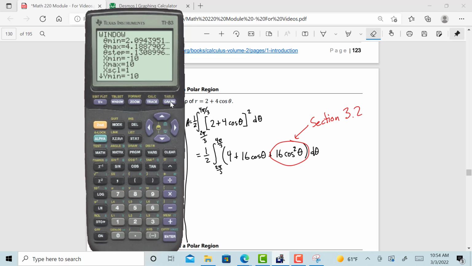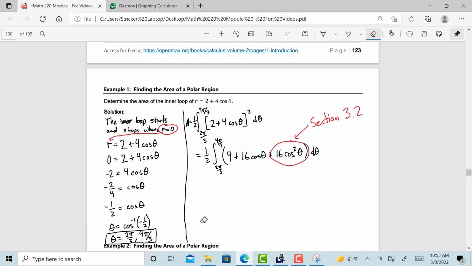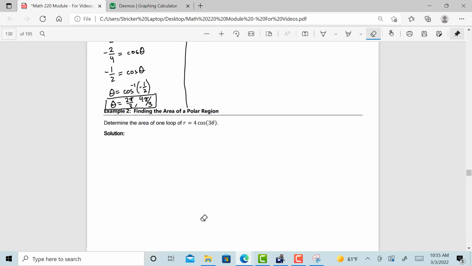will only show the inner loop. So let's go ahead and confirm that that works. So if we hit graph, you can see that it draws out the inner loop. Of course, we could zoom in here. We could go to zoom in so we can see that better. But yeah, we got our inner loop there. Our bounds were correct. So let's go ahead and take a look now at example 2.